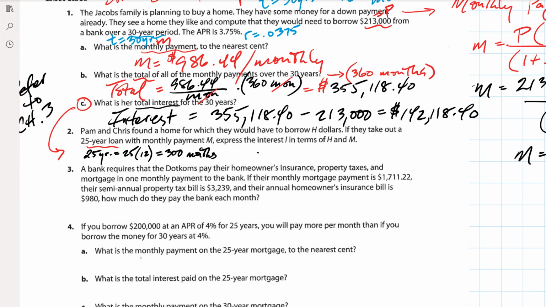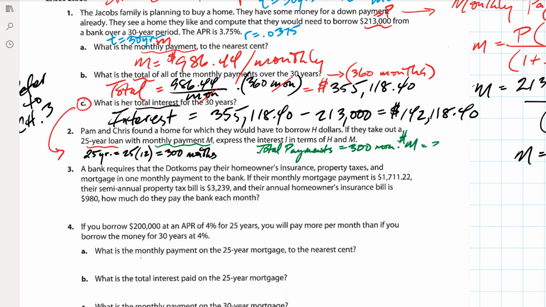Okay, so I have to pay the monthly payment. The monthly payment is M. I've got to pay that for 300 months, so to get the total, I take the 300 months times M. Kind of like what I did up here, where I took the monthly payment times 360 in part B. I've got to do the same thing here. So the total payments is equal to 300 months times M dollars per month.